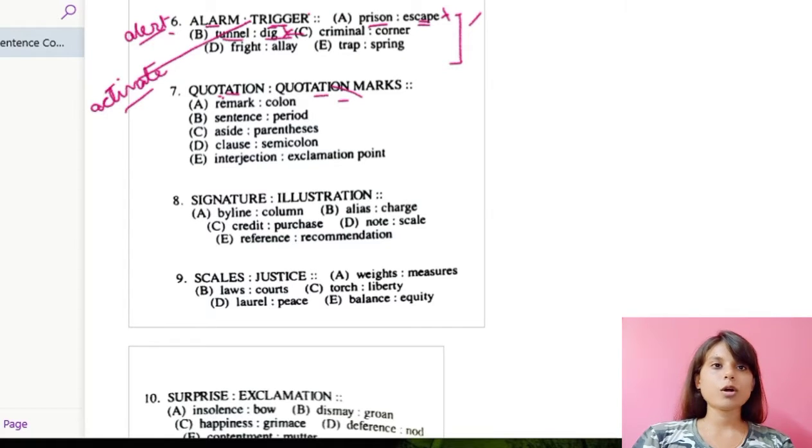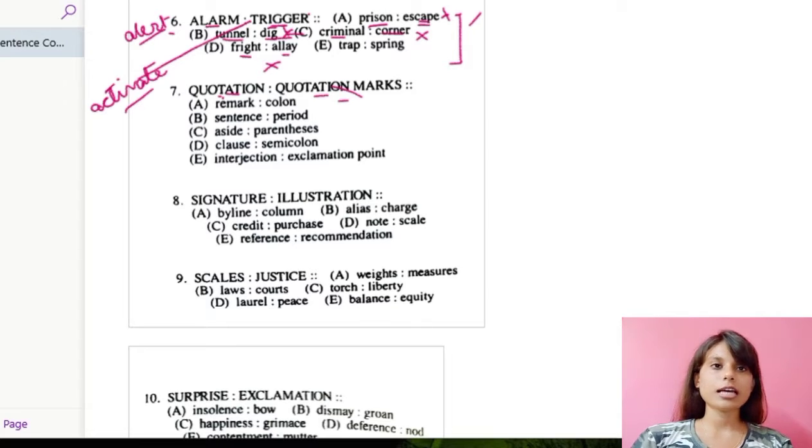Let us move over to option C, that is criminal and corner. See, criminal, we all know who does crime, and corner means one edge, one point or edge. So once again, this is also not making any sense. Let us move over to D, fright and allay. Now fright means fear or terror, and allay means to reduce or diminish. So once again, this is also not making any sense with the question provided.